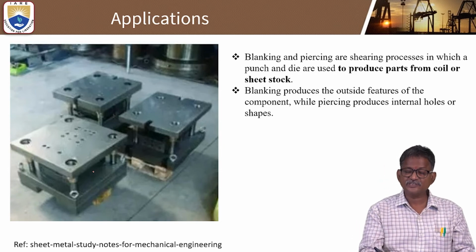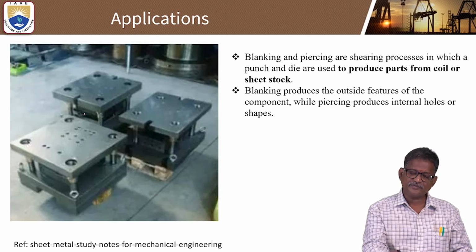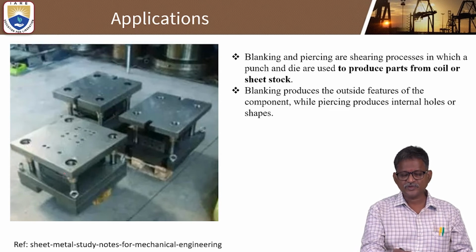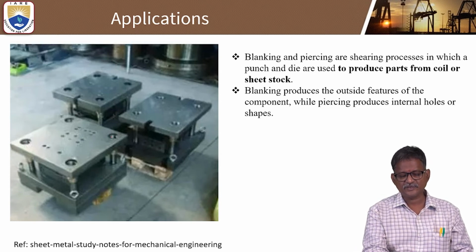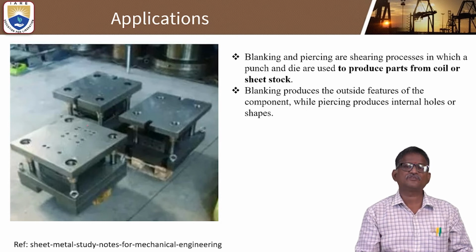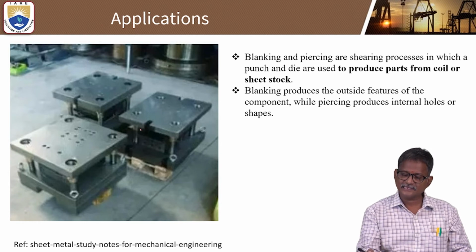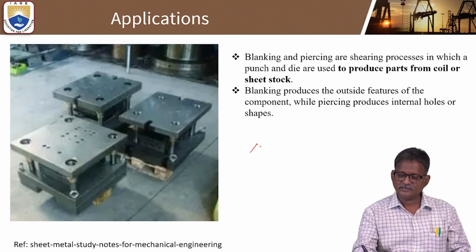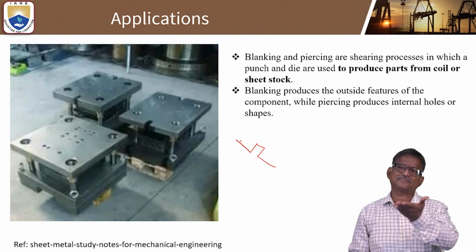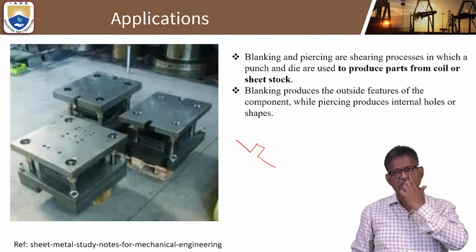Even these molds have 4 different holes. Look at how many holes there are. This is one diameter hole, this is another diameter hole, and this is another small diameter hole. And in this mold you can see there will be some section, a cross section also. So how can we make all these things? This comes under the blanking and piercing operation.